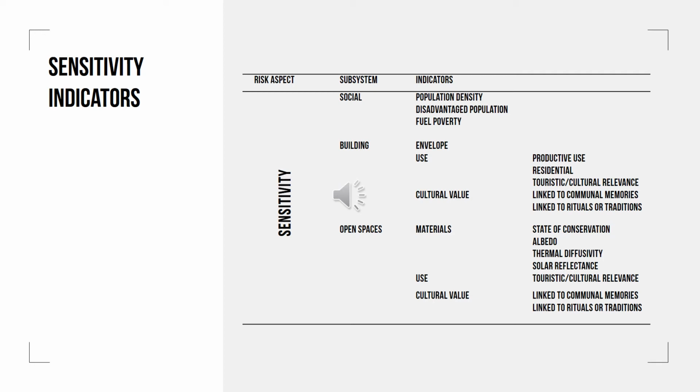As for the sensitivity of public spaces to heat waves, the indicators are divided among its physical characteristics, in this case albedo, and its use, its cultural value regarding it is linked to communal memories or rituals or traditions.